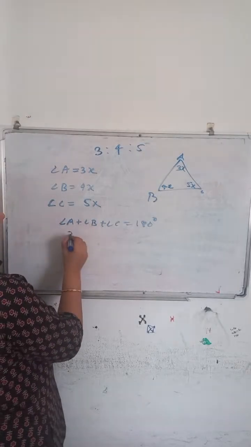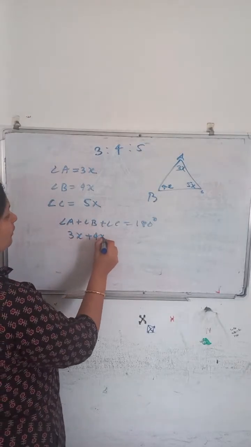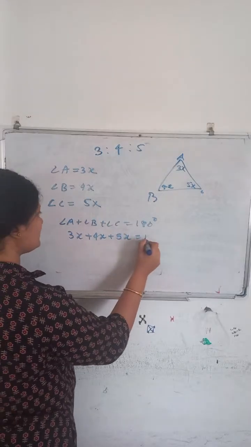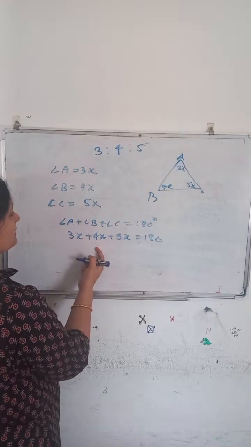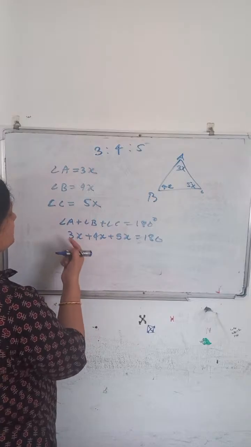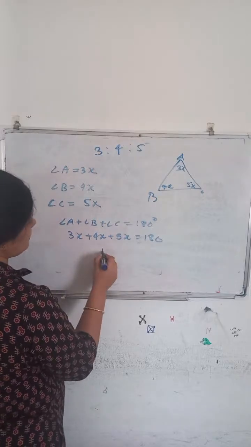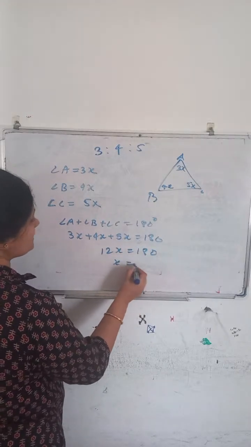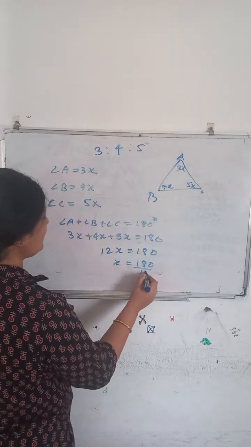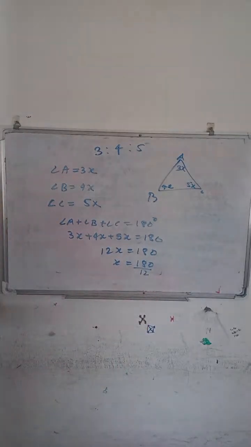Okay, so 3x plus 4x plus 5x is equal to 180. So here 5 plus 4 is nothing but 9, and 9 plus 3 is nothing but 12x is equal to 180. Okay, x is equal to 180 by 12. So what is the answer here?